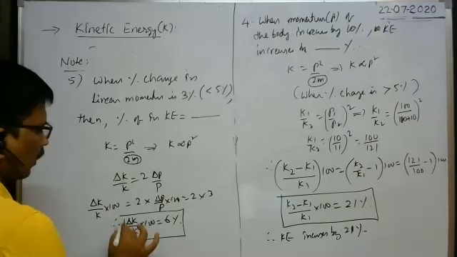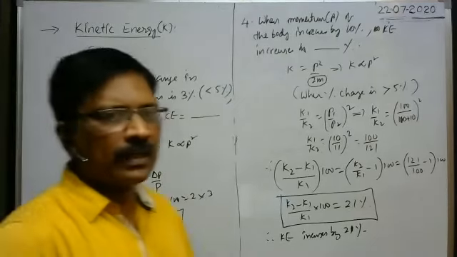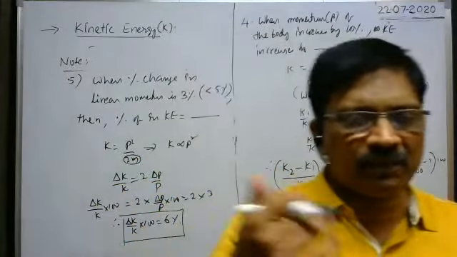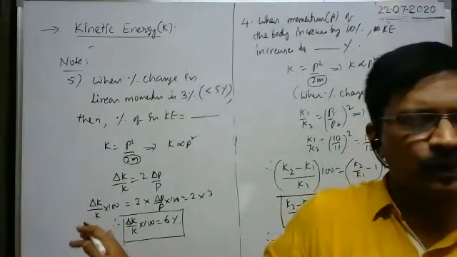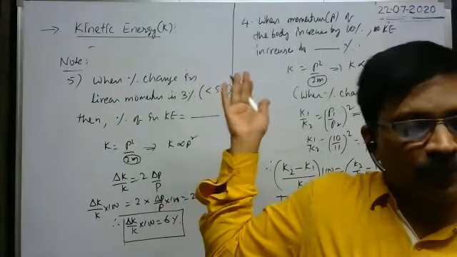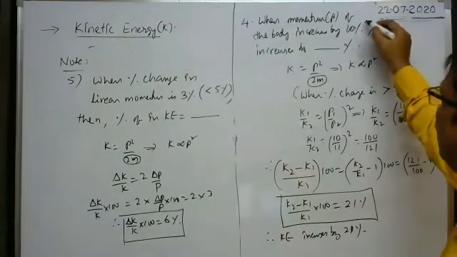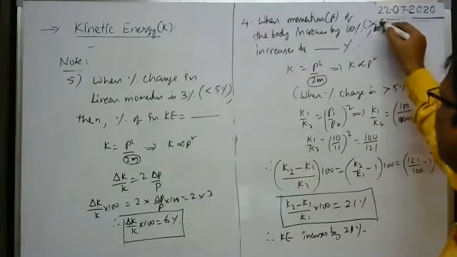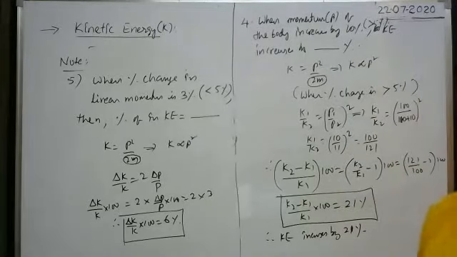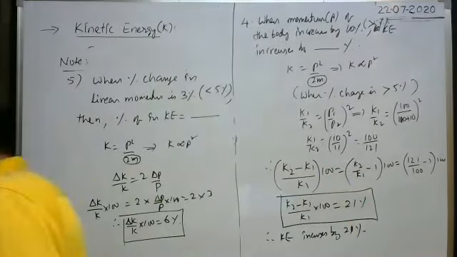That is the answer. So in this way, when the percentage change in momentum is given as less than 5%, in such case we have to follow this procedure. If it is greater than 5%, we have to follow the other procedure. 10% means it is greater than 5%, no? It is greater than 5%. That's why we have to follow this method. Okay. Next.